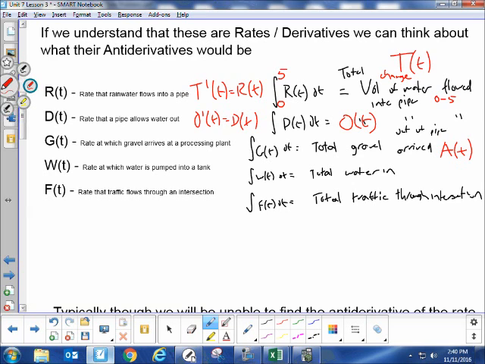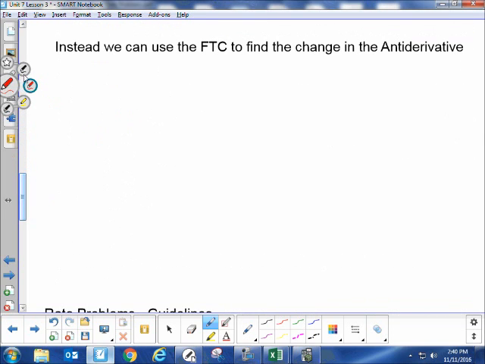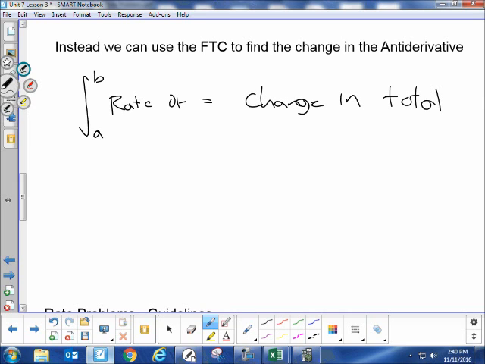Okay, it's the change in the antiderivative. So instead of asking how much water flowed out of the pipe and getting a function, I'll say, hey, what's the change in the amount of water that flowed out of the pipe, by finding the area underneath that. So I'm going to find the area from A to B of a rate, and it would get me the change in the total. Okay?